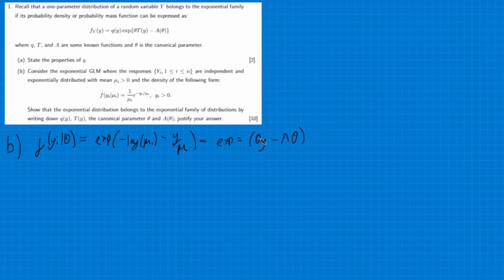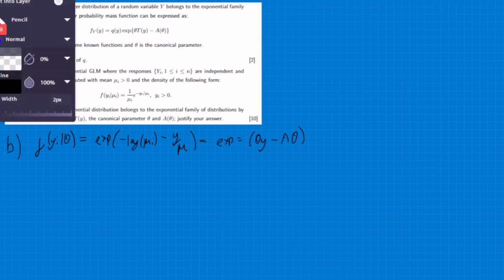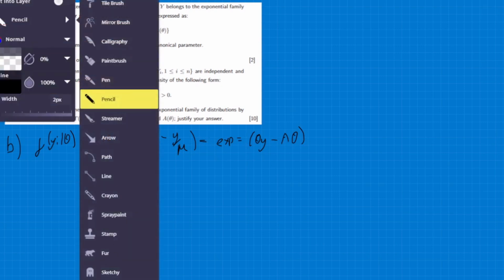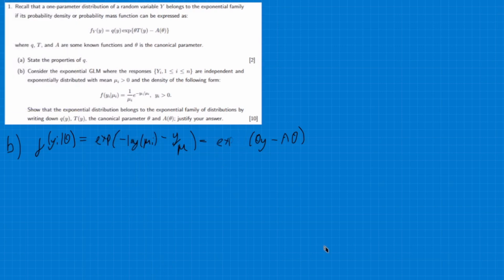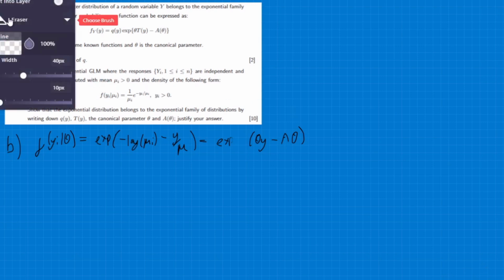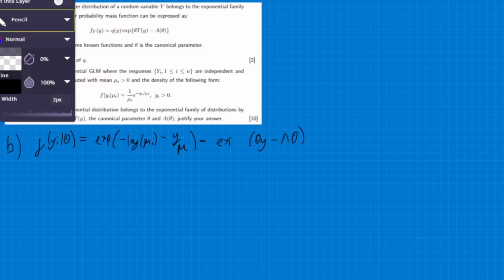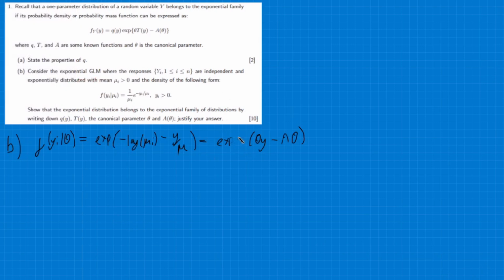So this is quite similar. Now we've got it in a similar form where this is the exponential of this equation. We can then figure out what each links to from this equation. We know that q(y), as there's nothing before, must equal 1. That's quite an easy one.